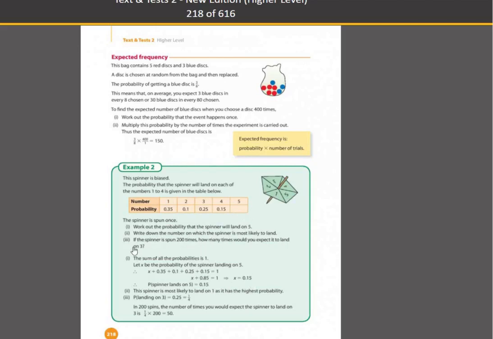Say here we look at part 3: if a spinner is spun 200 times, how many times would you expect it to land on a 3? Well, we need to look at, what is the probability of getting a 3? It is 25% or 0.25. So you're going to multiply your 0.25 by the number of trials, which is 200 trials. So you're going to expect 50 of those to be the number 3. And that's basically your expected frequency.